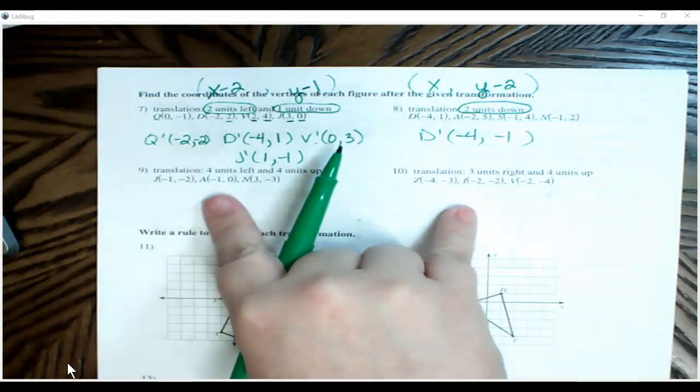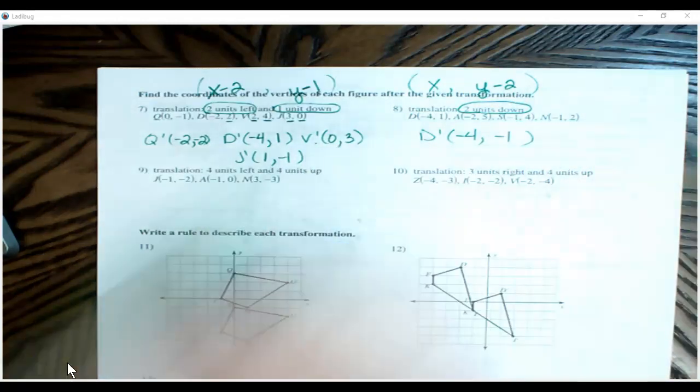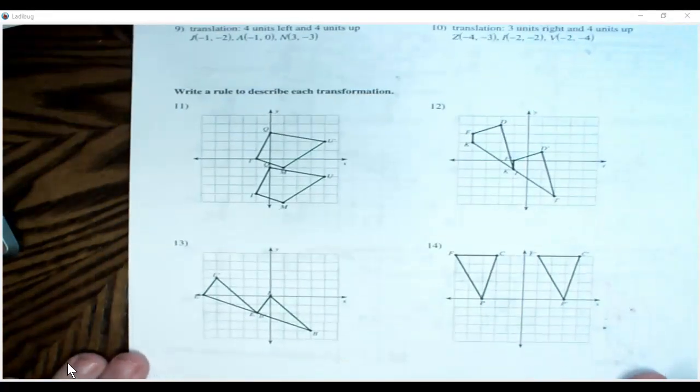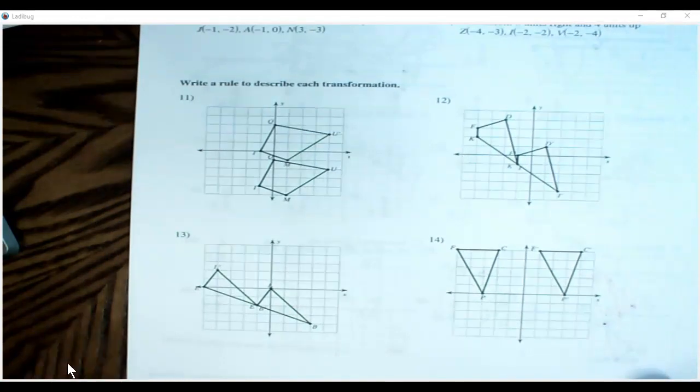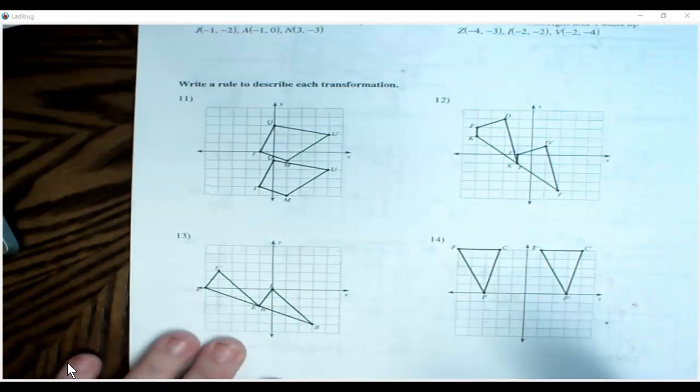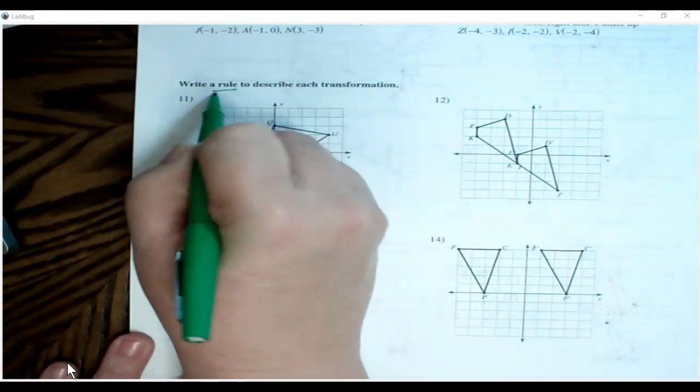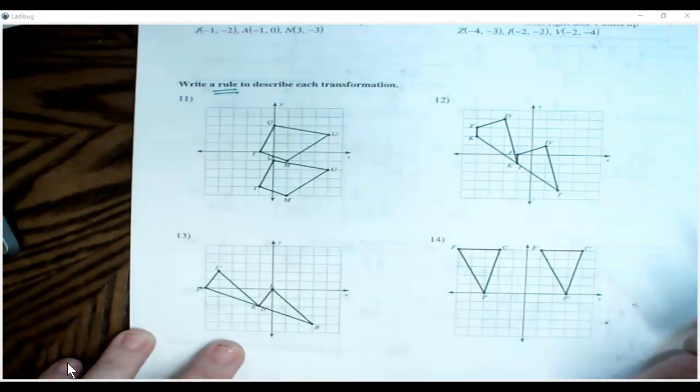Same things for numbers 9 and 10. Okay, so number 11. This is where it started to get tricky. I had a lot of students that would just tell me verbally, 4 units up, 3 units left, 2 units down, 1 unit right, something like that. But if the directions state write the rule, that means I want the algebraic representation.